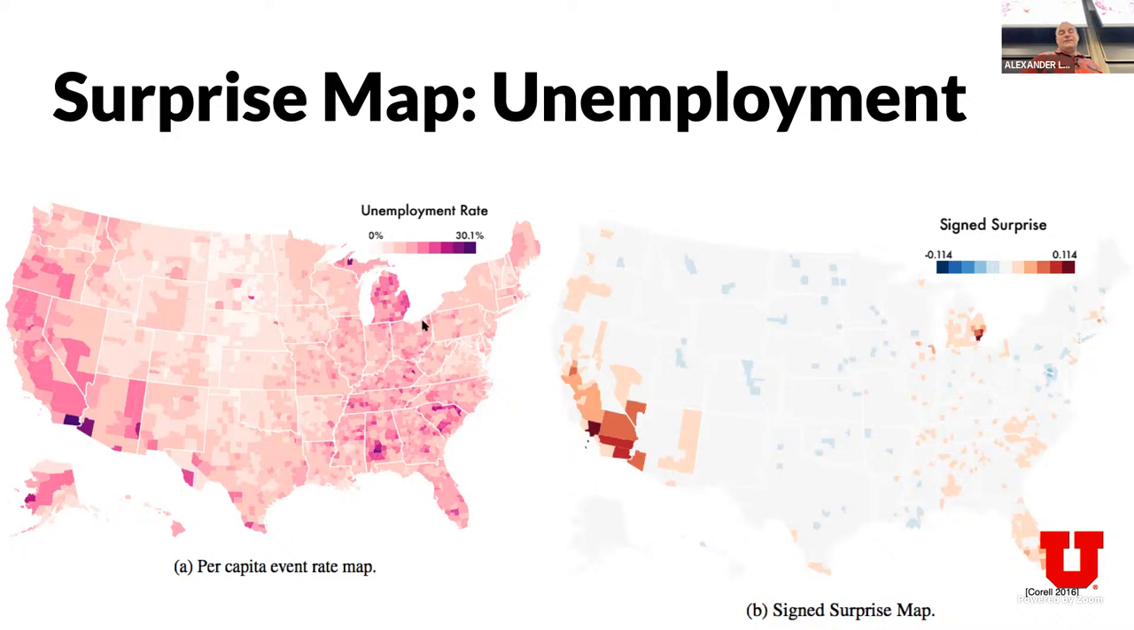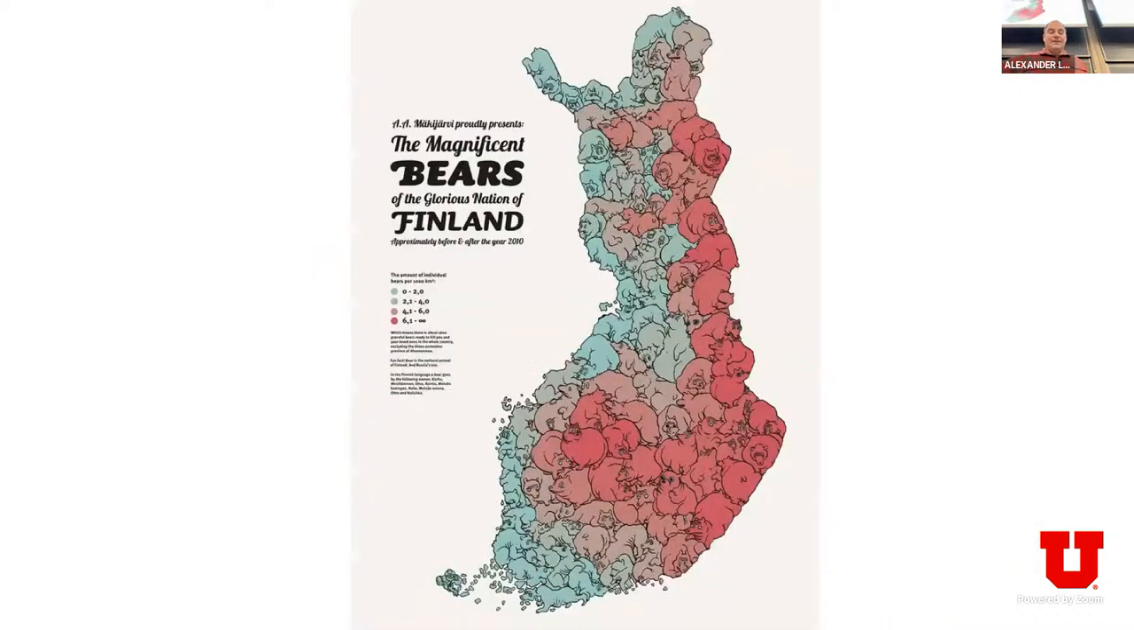But if you consider what you would expect to be random noise, and you calculate the sign surprise map, what you see really are, okay, there is a problem with unemployment in the Detroit area, and there's persistent unemployment in the Los Angeles area, right? And there's a little bit of it in Florida, but it's less, you know, there are fewer of these artifacts that you have to account for.